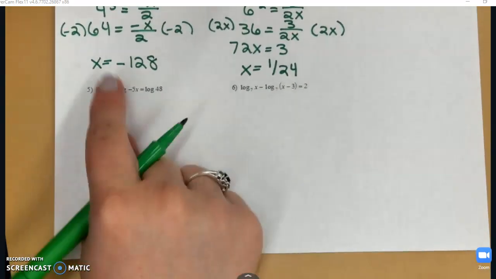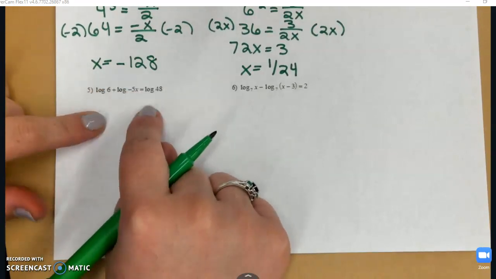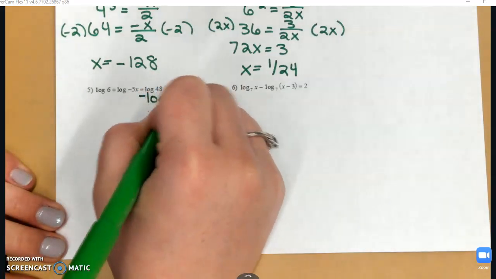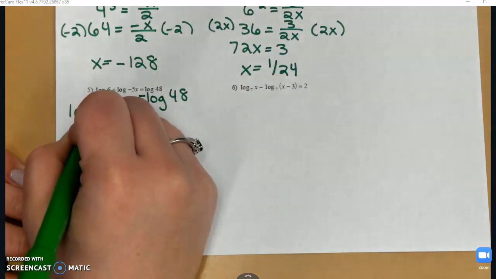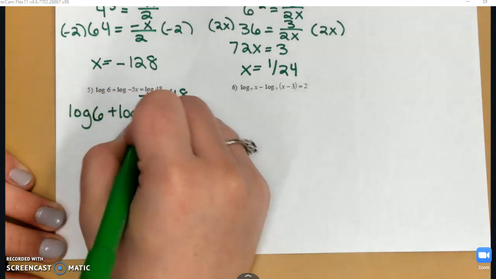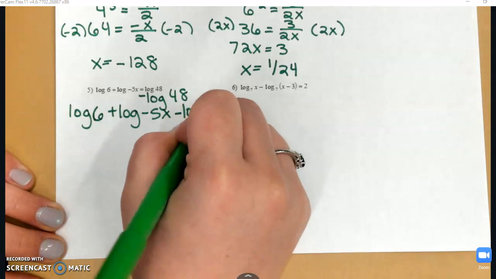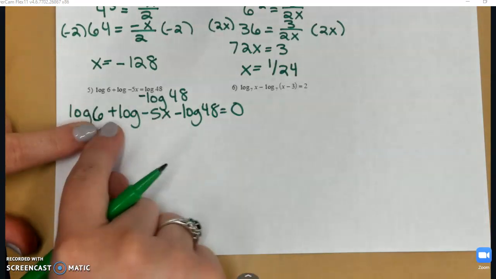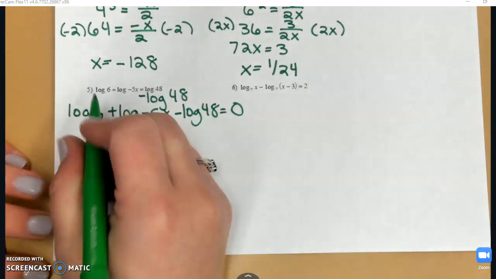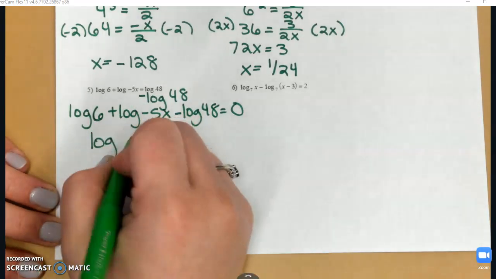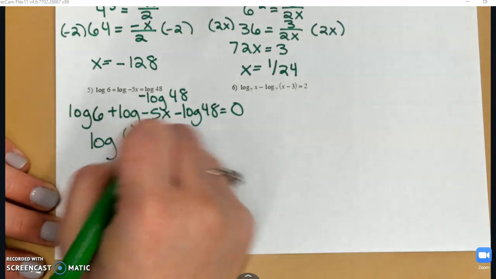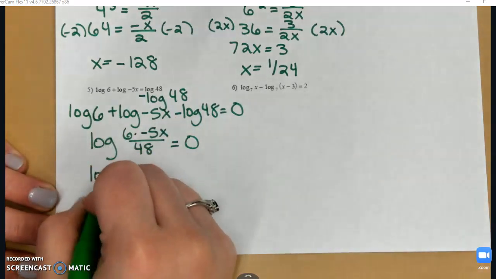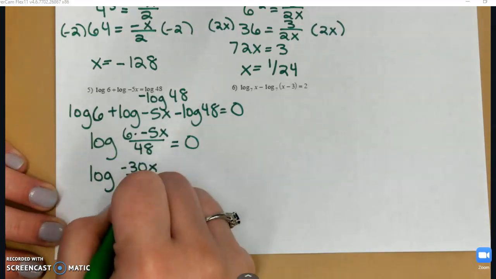Last 2. On number 5, I have a log on each side. So what I need to do is move one of these logs to the opposite side using subtraction. So I'm going to do that first. Log of 6 plus log of negative 5x minus log of 48, and that is now equal to 0. So I have 3 logs. I'm going to be using my multiplication property for the first 2 and then division for the last one. So that's going to look like log of 6 times negative 5x over 48 equals 0. Well, 6 times negative 5x is negative 30x.